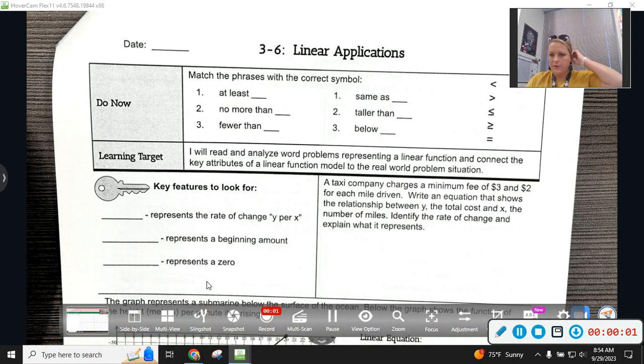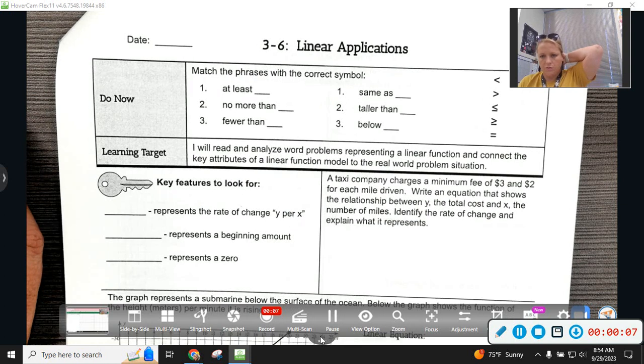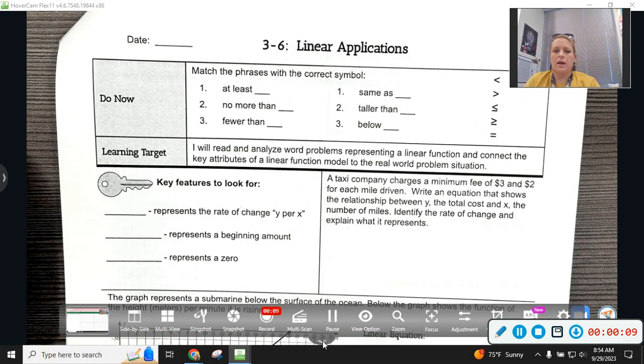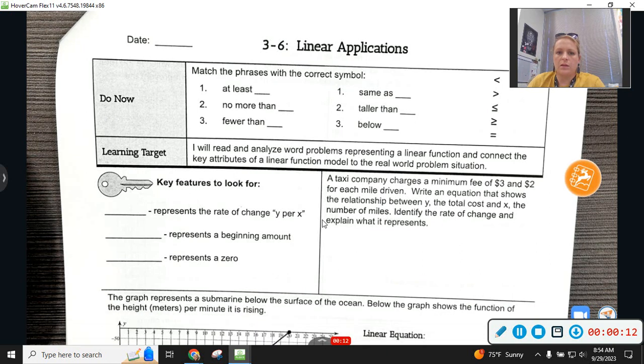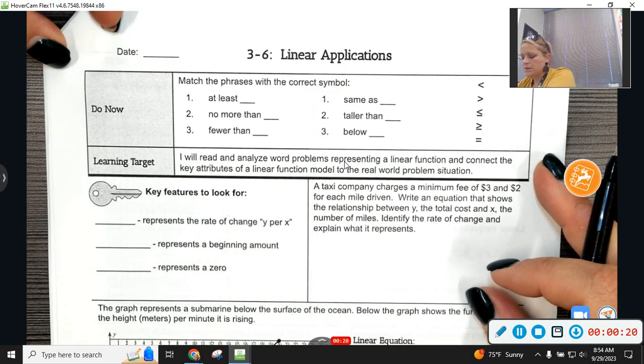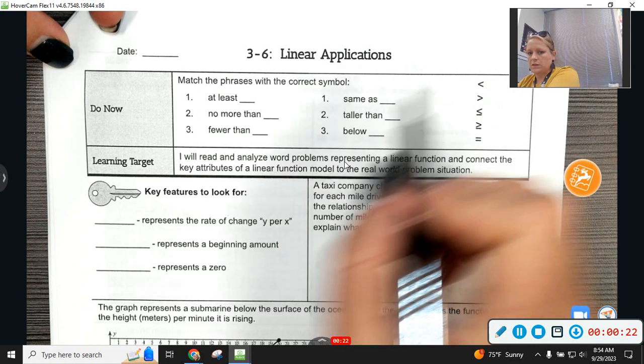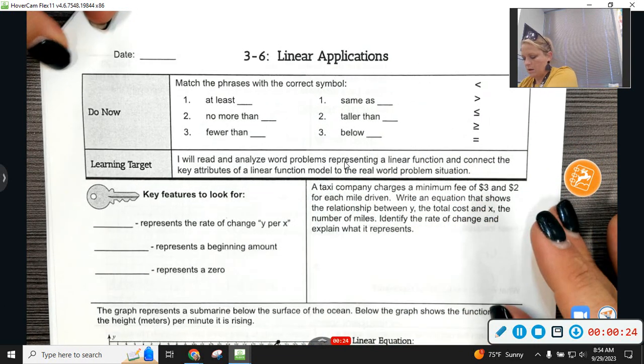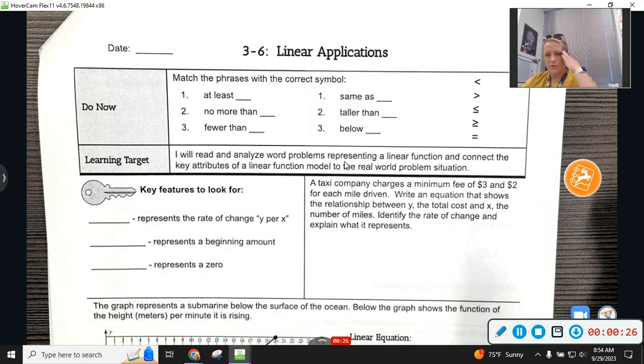Alright guys, so this video is to help you with 3-6. Today we're going to read and analyze word problems representing a linear function and connect the key attributes of a linear function model to the real world problem situation. So your do now is very important here because we're actually using real world stuff with this. So you need to match these symbols to these words. And you can actually visualize it and think about it.